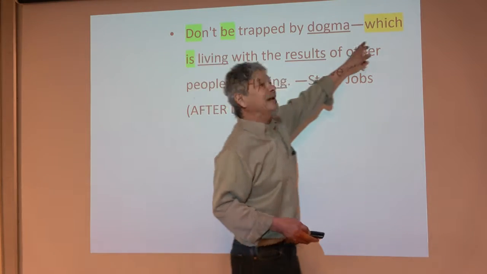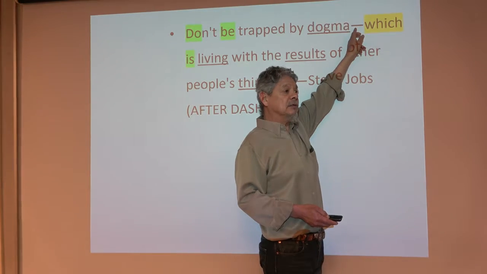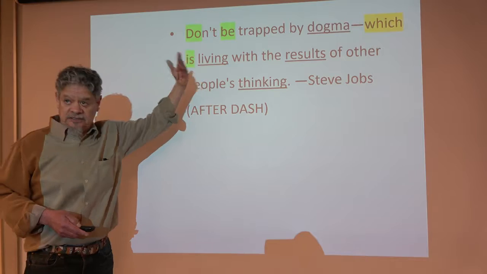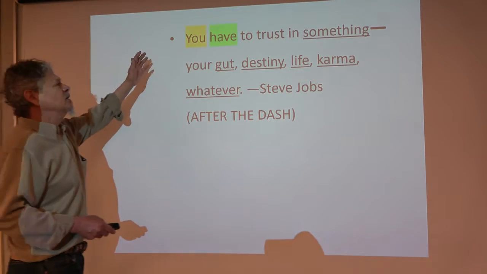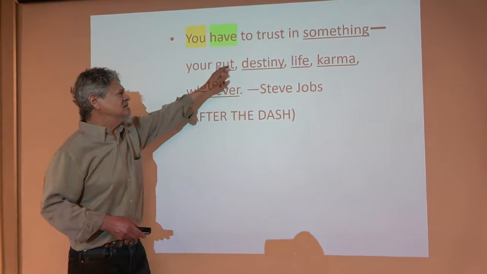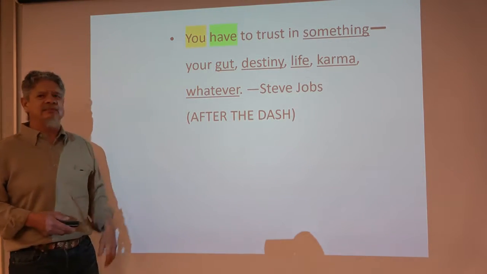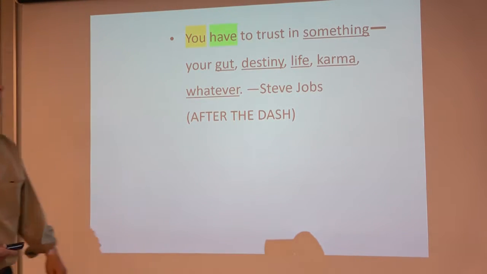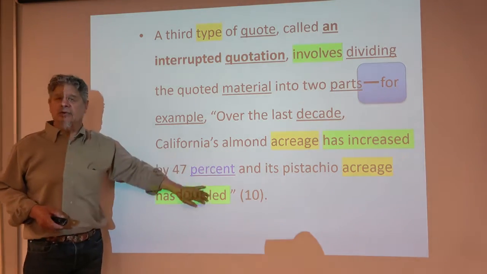And so this is an explanation. But instead of the colon, a dash. And this, I didn't put it; these are his sentences. Okay? And he told them, you have to trust in something. Your gut, destiny, life, karma, whatever. You have to trust in something. Dash. And then he put the things. Okay? All right.